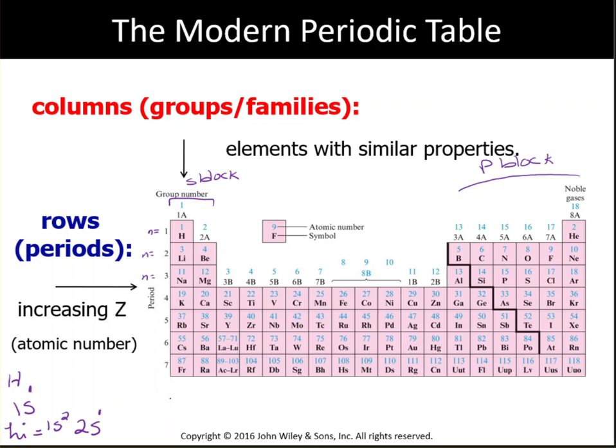Now let's look at, for example, nitrogen. Nitrogen is in period 2, so everything in period 1 should be completely full. Nitrogen is a p block element, so 2s needs to be full until we get to the 2p. Nitrogen is the third element of the p block. So 1s2, 2s2, 2p3.